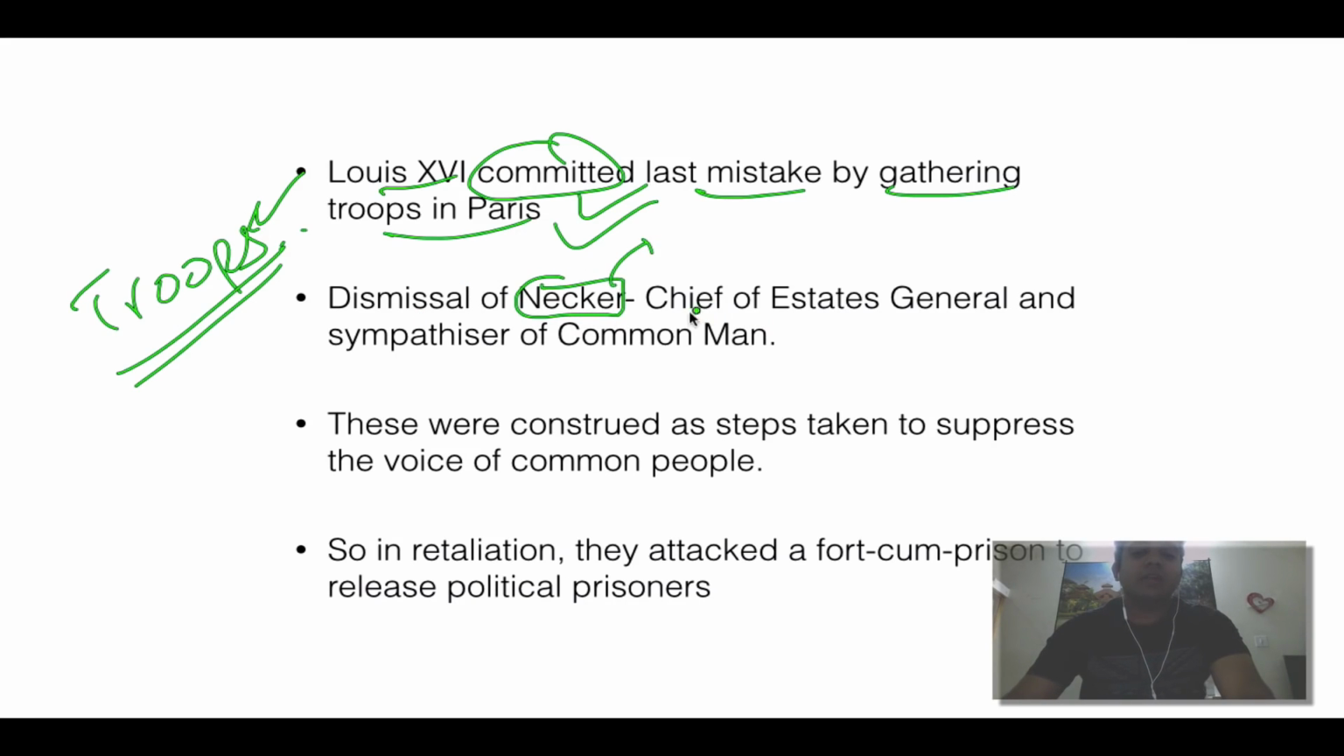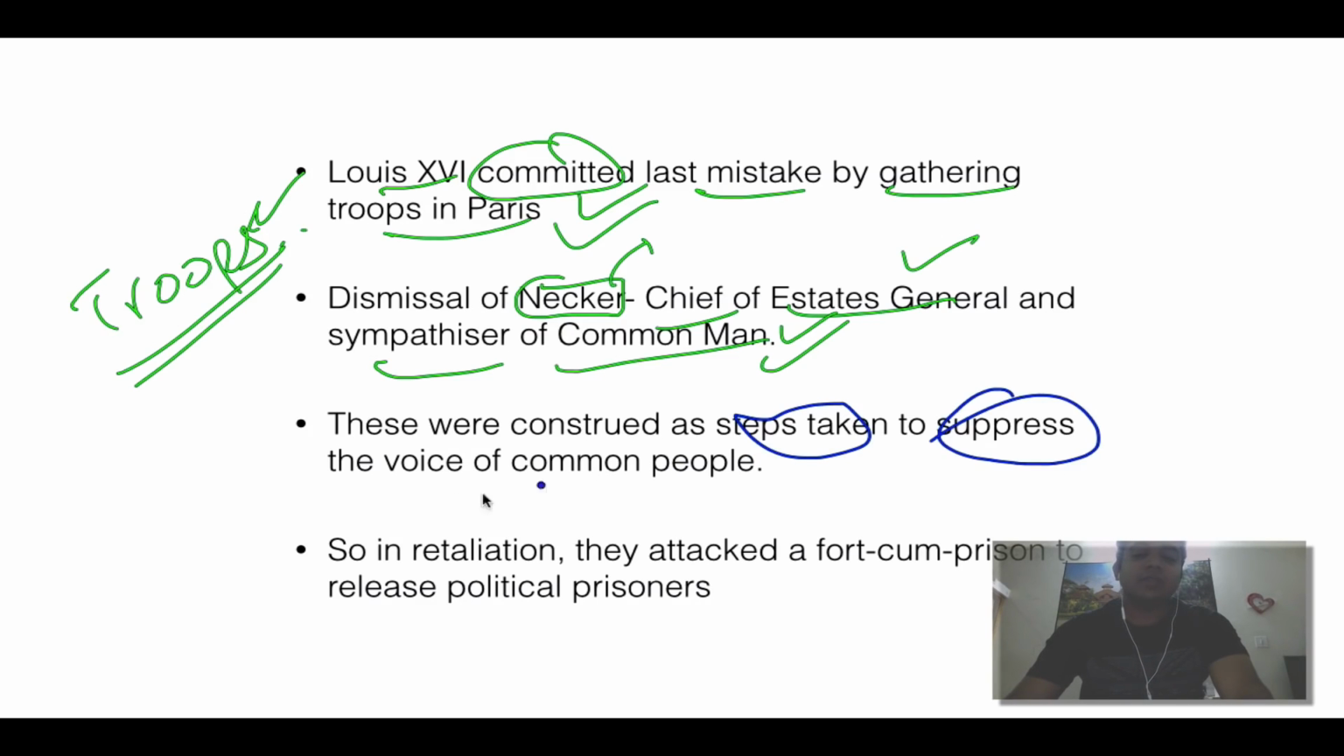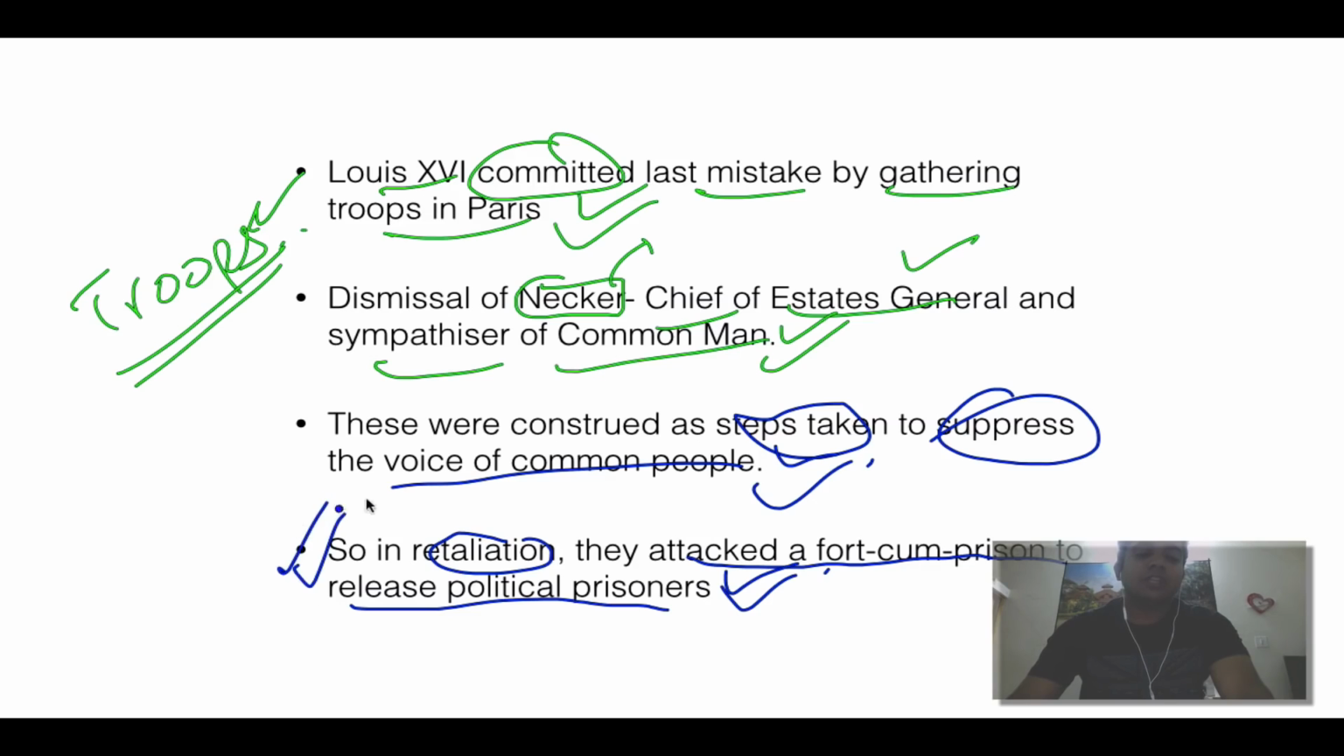Necker was the chief of the State General and a sympathizer of the common man. Since Necker was dismissed, people got angry and frustrated. They thought their own voices were being suppressed. So in retaliation, they attacked a fort cum prison to release political prisoners. Is that understood?